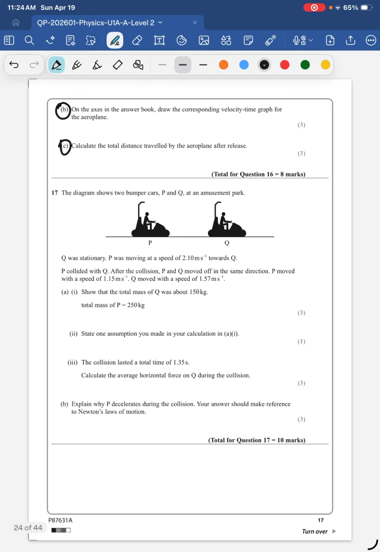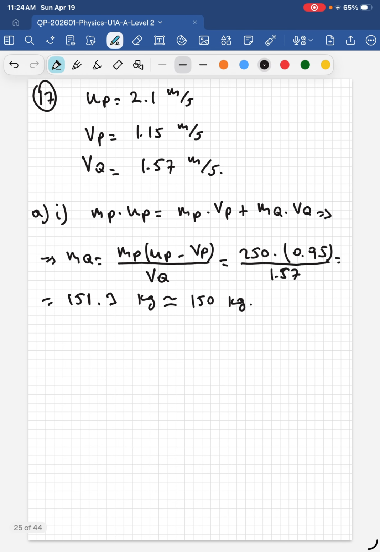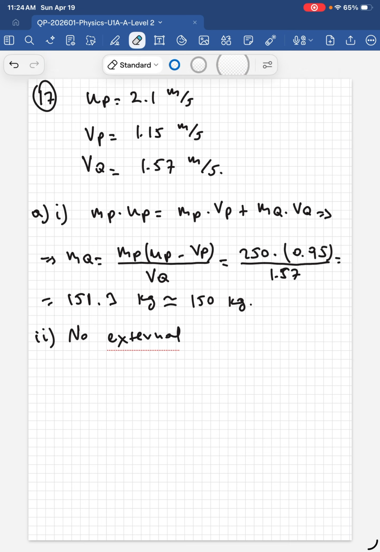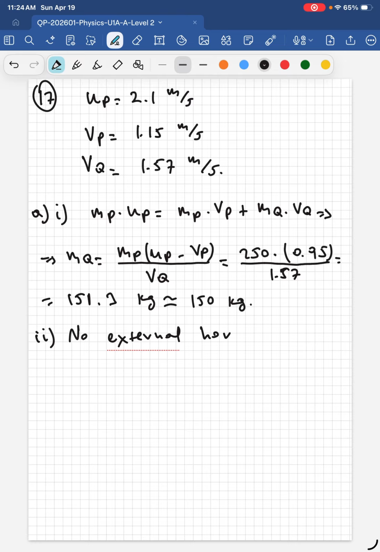Part 2. State one assumption you made in your calculation in A, part 1. So no horizontal forces during the collision. So no external, okay, it's important to write external, okay? External horizontal forces during the collision.